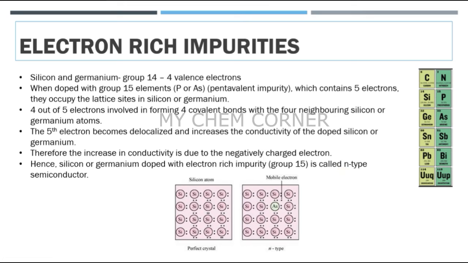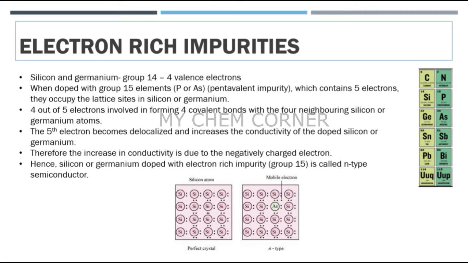Why is it called an N-type semiconductor? Because the one responsible for delocalization or for conductivity in this case is an electron. Electrons are negatively charged. So N-type means negative type semiconductor, because it's an electron that's responsible for conduction of electricity, which we call a negative type of semiconductor. So this is with respect to an electron-rich impurity.